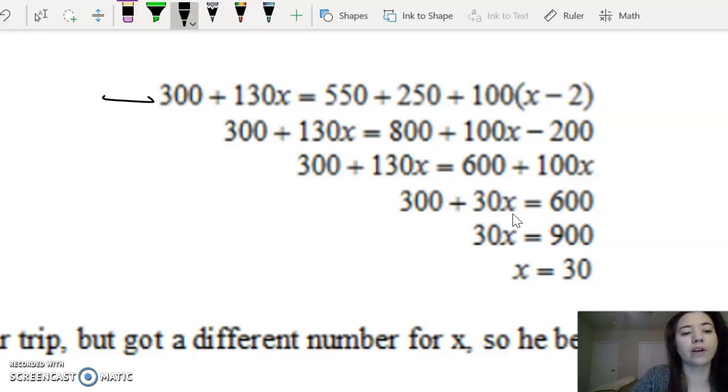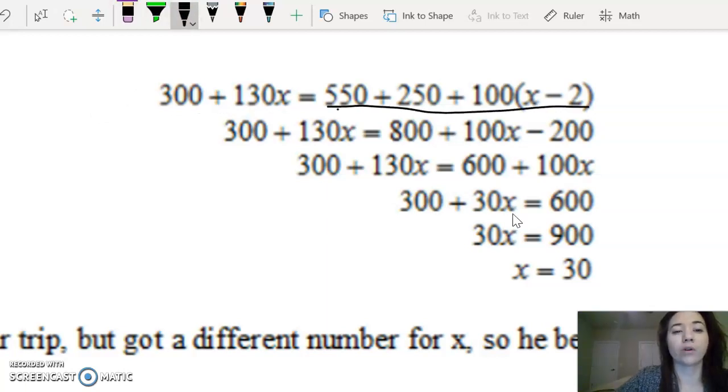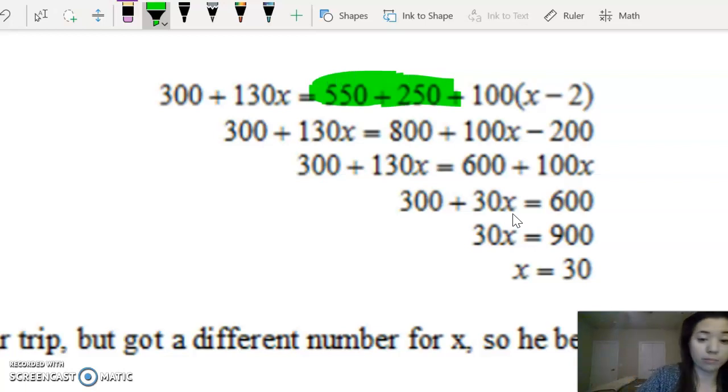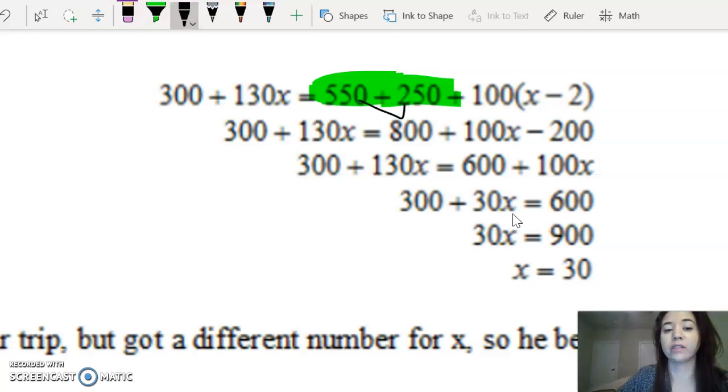Okay, so right away, starting at step 1, there's nothing I can do to this left side here. That's as simplified as it gets. But the right side has a whole bunch of stuff. So I know that I can do a couple things here. I can combine these two numbers because they're just regular numbers. So 550 plus 250 is 800. So he combined those correct, so that's good.